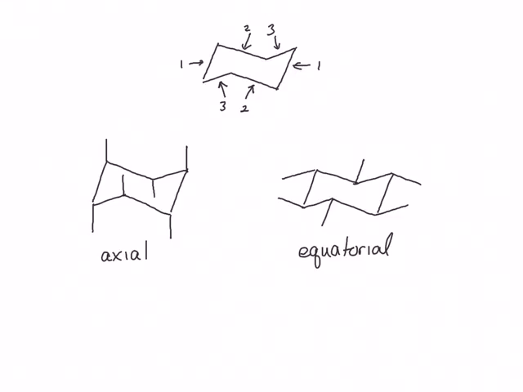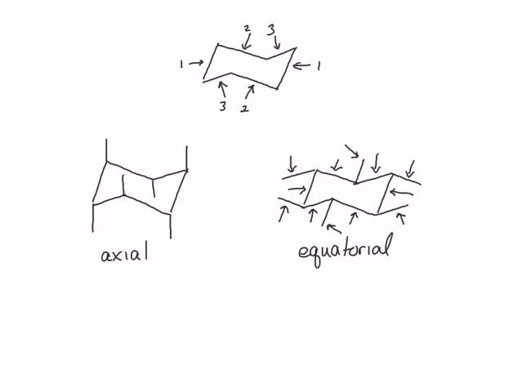You'll notice that every one of these equatorial substituents is parallel to one of the sets of lines that make up the cyclohexane ring. For example, this substituent is parallel to this and this bond, as well as this bond. And these substituents are parallel to this bond and this bond. And this substituent and this substituent are parallel to this bond and this bond. And so hopefully that will help you arrange your equatorial substituents around the cyclohexane ring.